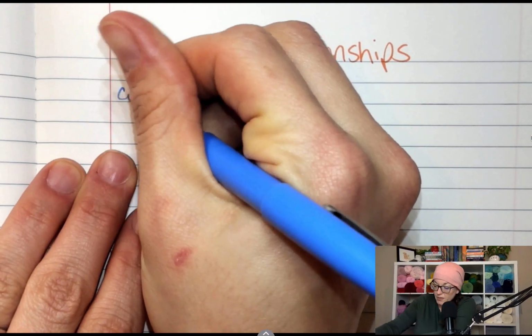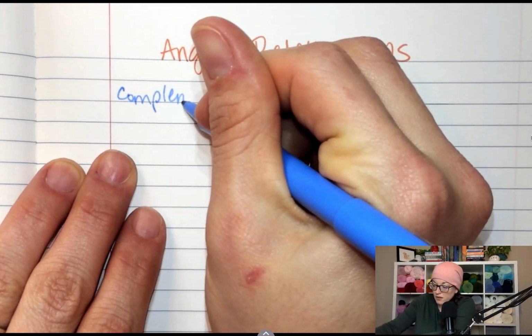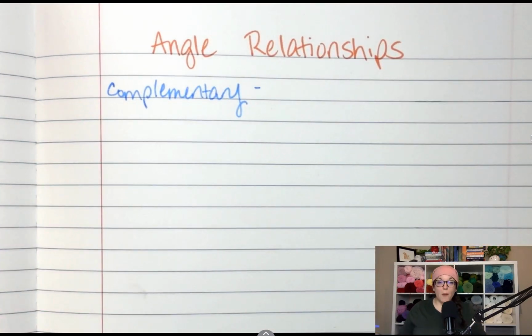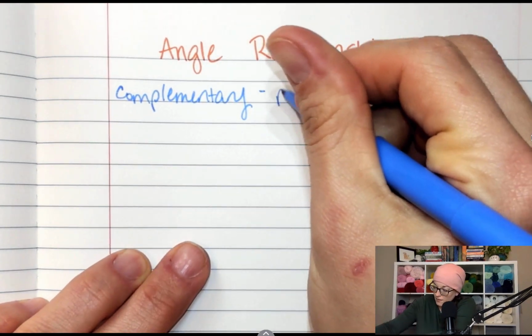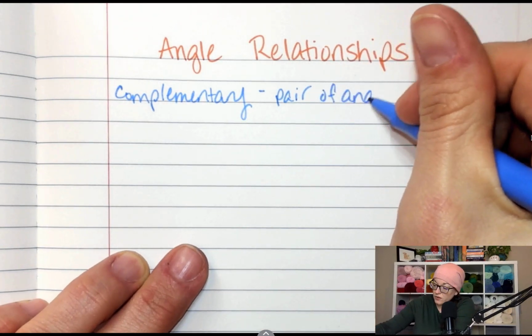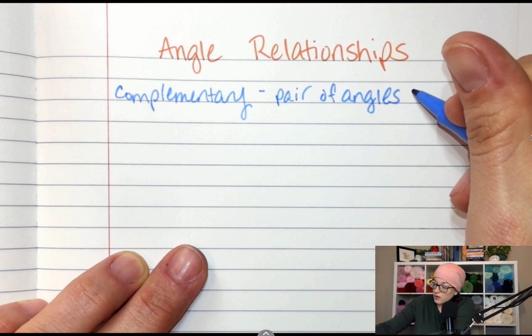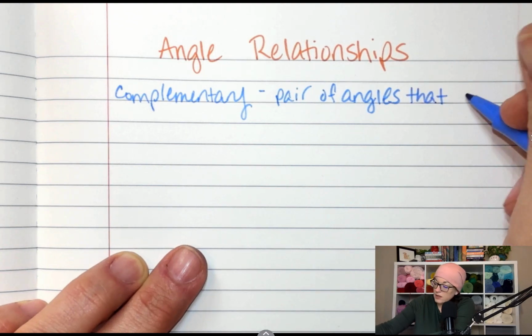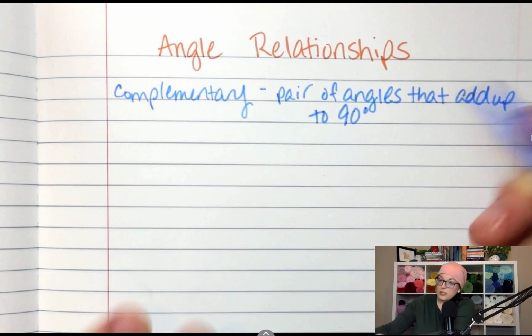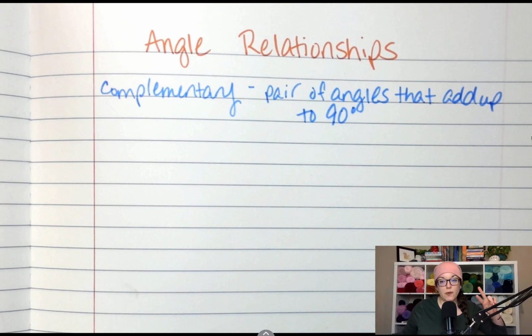So we have complementary angles. Complementary angles are a pair of angles, a pair which is two, that add up to 90 degrees. So complementary: two angles that add up to 90 degrees.